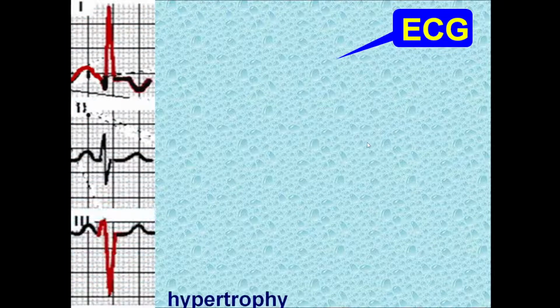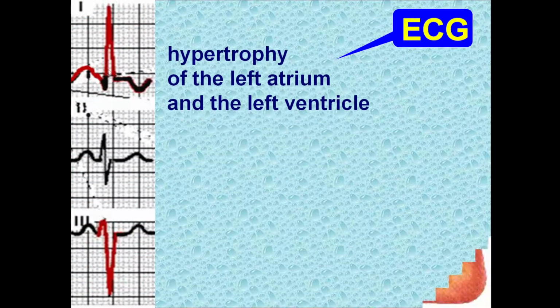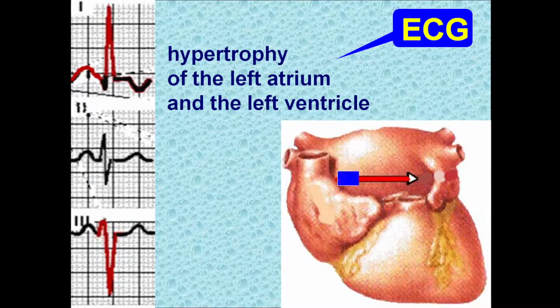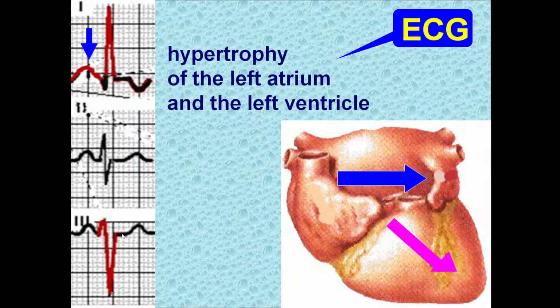Instrumental examination. On ECG, we will see signs of a hypertrophied left atrium, P mitrale, a wide and high P wave in the first standard lead, and hypertrophy of the left ventricle, a deep S wave in the third and a high R wave in the first standard lead.